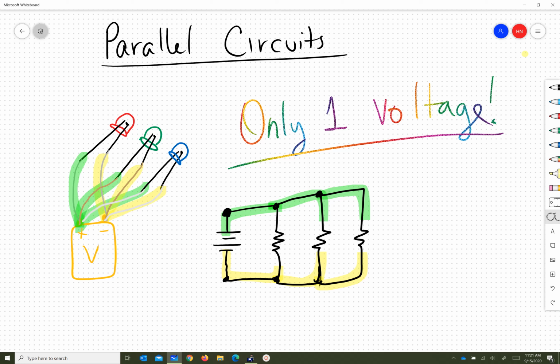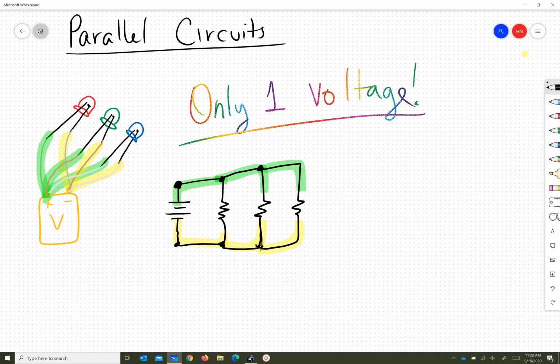Like I said, if you look at the picture on the left, if you had 3 LEDs and a little 9-volt battery, that's how you would connect them. You would connect them each one directly because there's only one voltage. I want to mention though that this voltage is the same voltage for all of them.